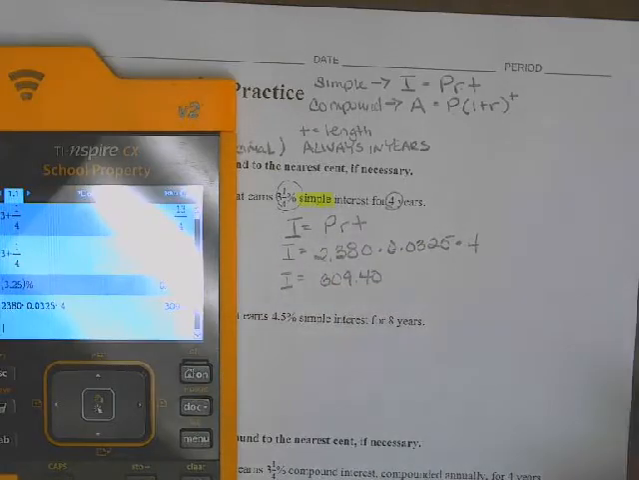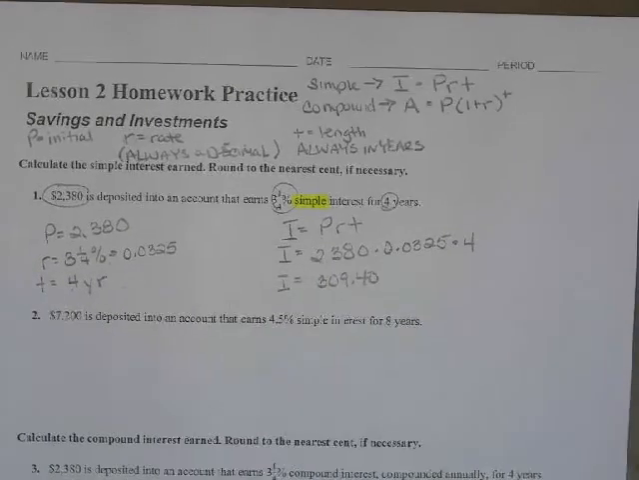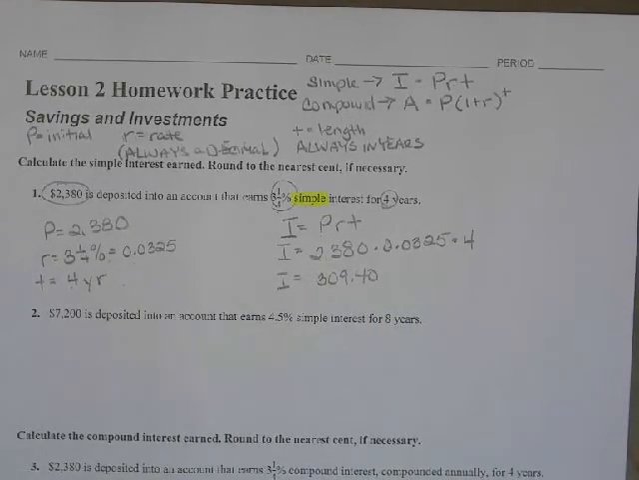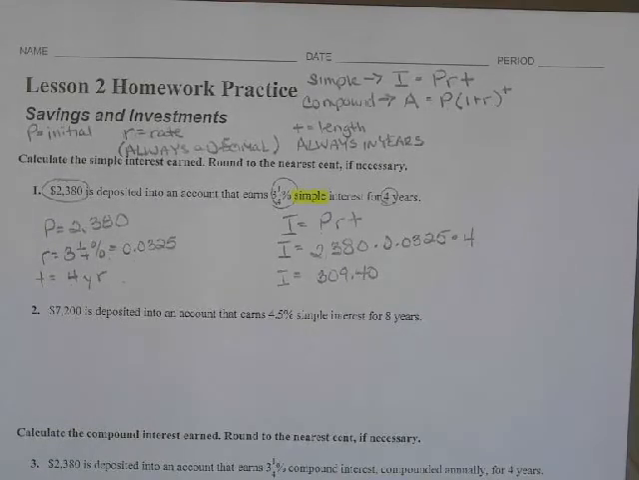$309.40. So this is telling me the interest that I'm going to earn on my account. If I just put $2,380 in there and I leave it alone for 4 years, I'm going to earn this much more money on my account. Pretty cool, right? More money.